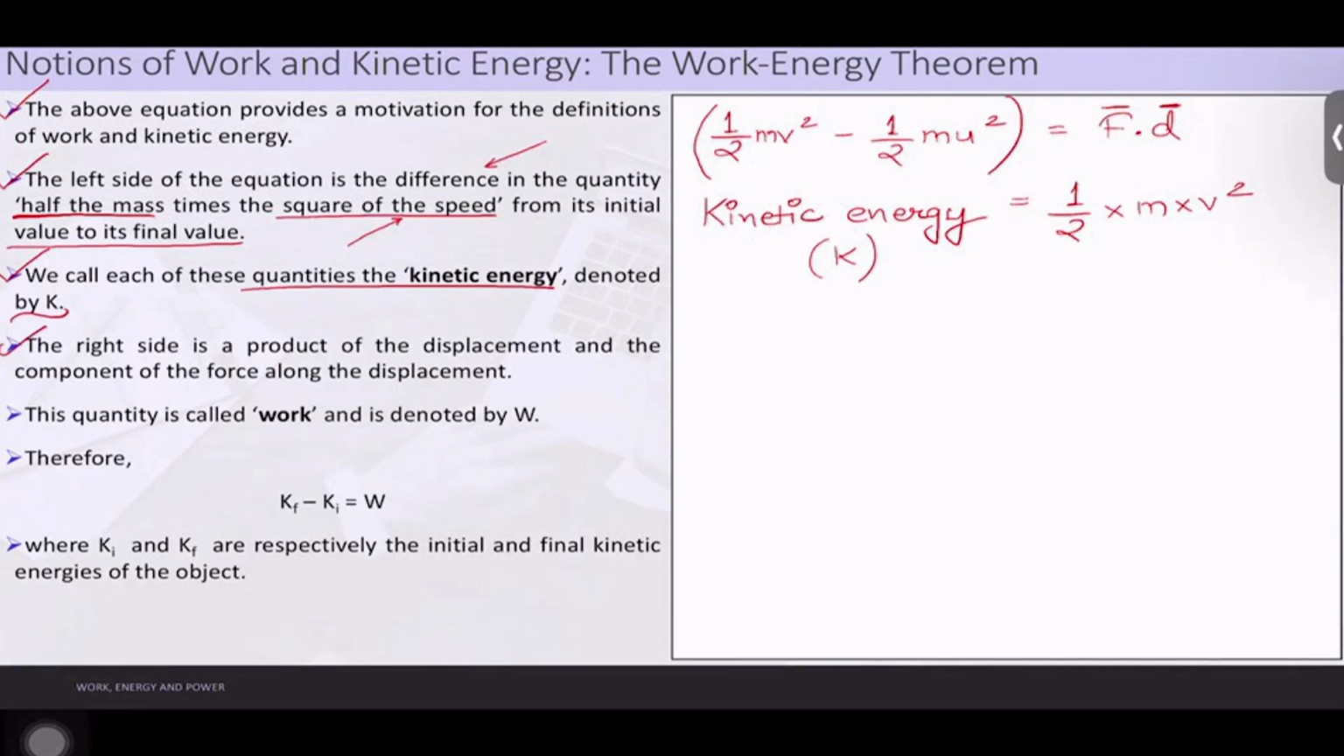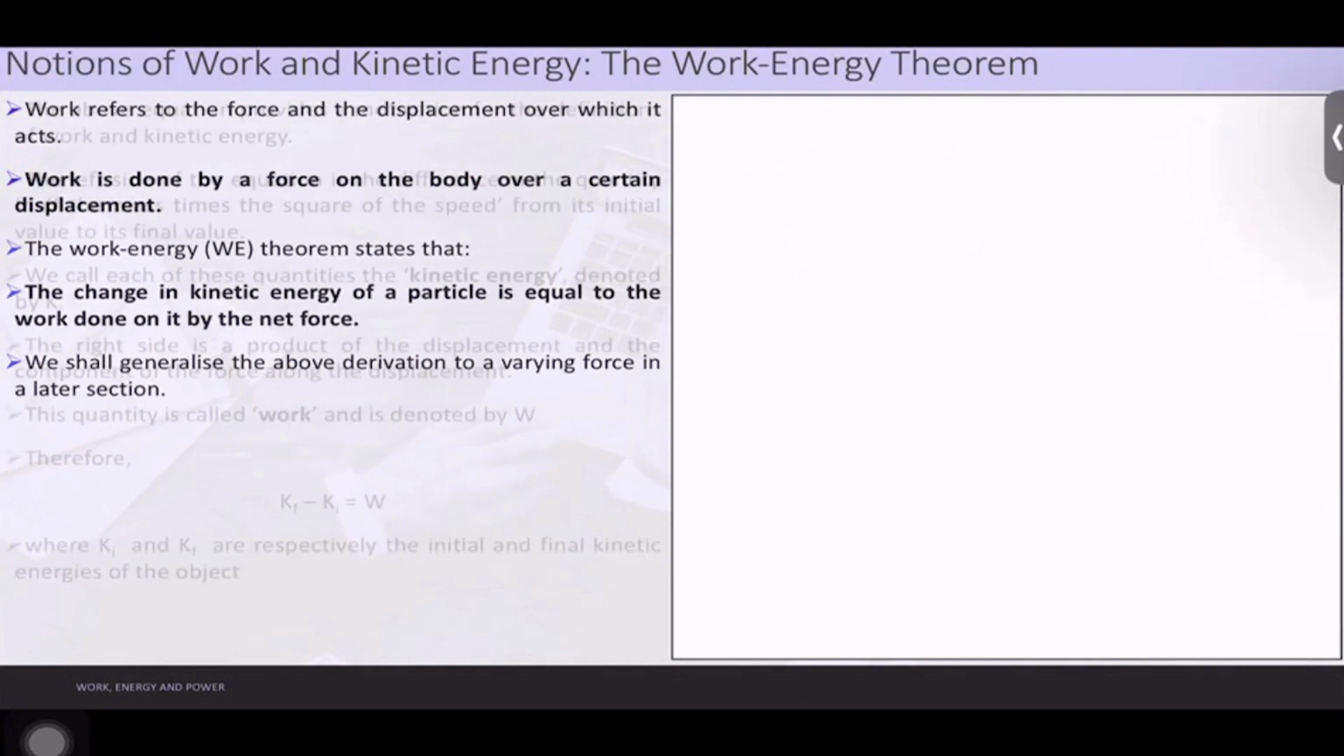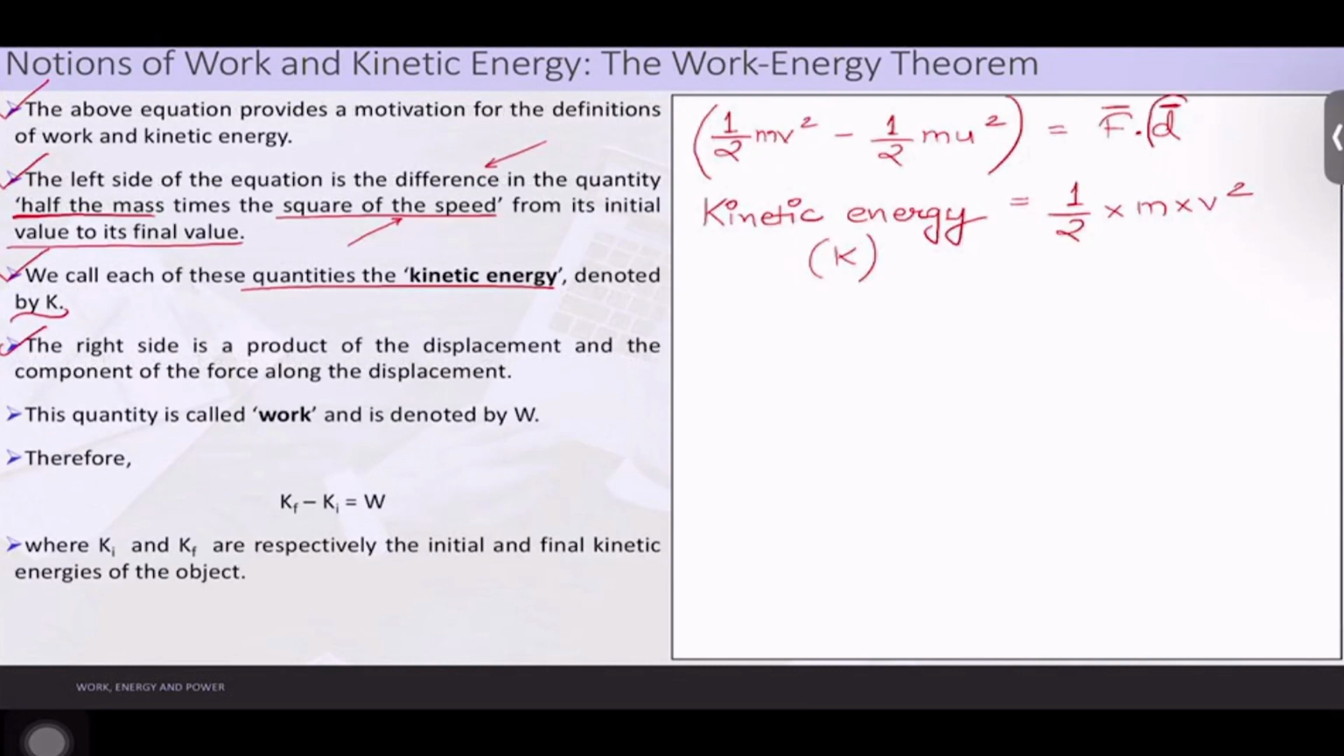The right side is the product of displacement and the component of force along the displacement. Very important line. It is not just the product of displacement and force. It is a product of displacement and the component of force along the displacement. Okay, let us understand this line first of all and then we can move forward.